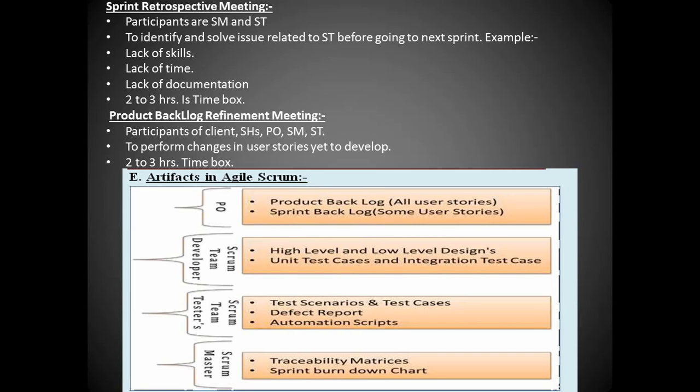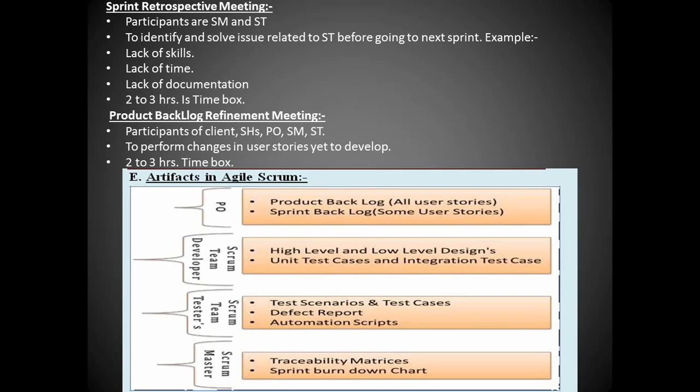Next one, the sprint retrospective meeting. Participants are the Scrum Master and Scrum team only. To identify and solve the issues related to the Scrum team before going to the next sprint. Examples like lack of skills, lack of time, lack of documentation. For this meeting, the time box period is 2 to 3 hours.